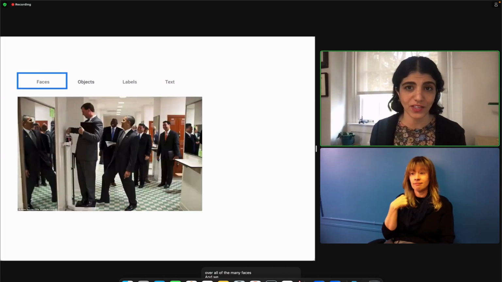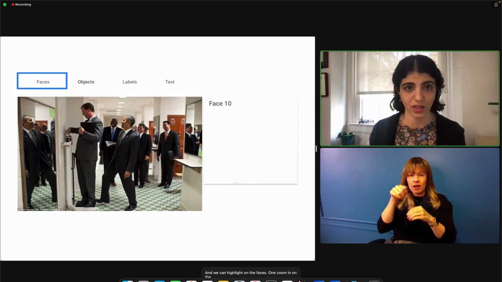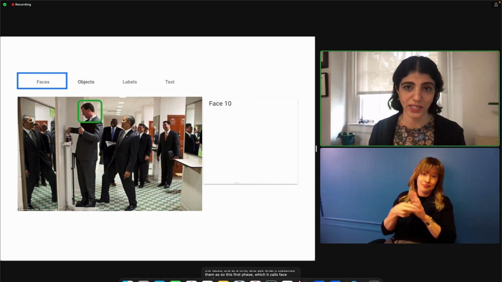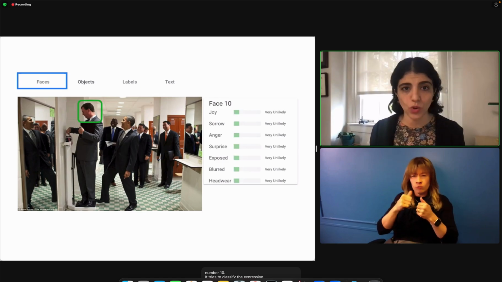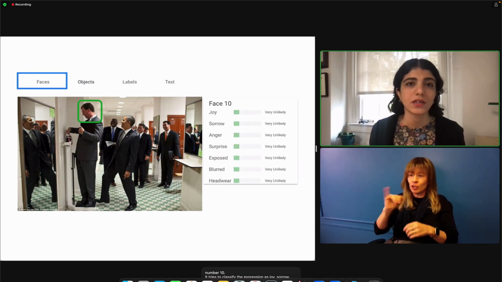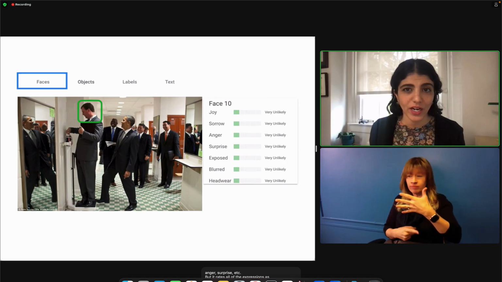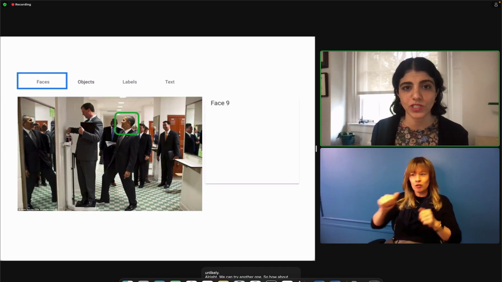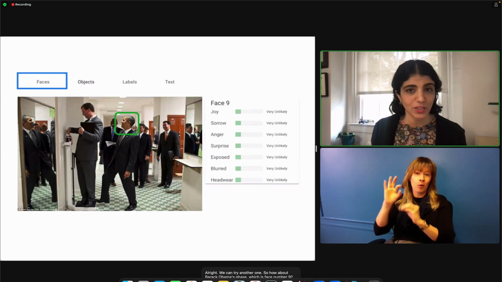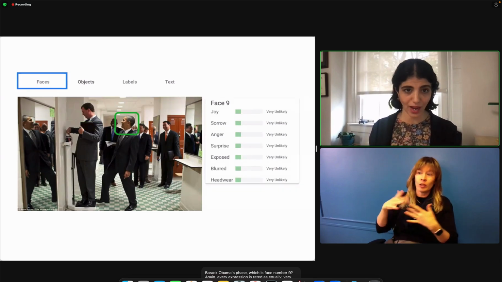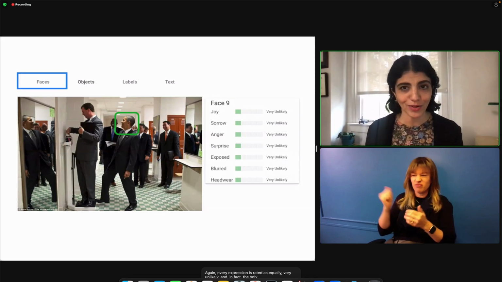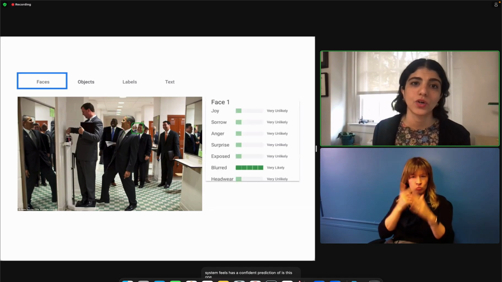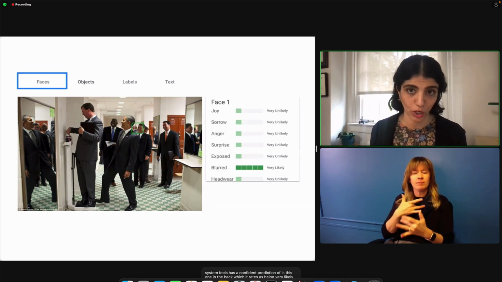We can zoom in on the faces one at a time and see what it classifies them as. This first face, which it calls face number 10, it tries to classify the expression as joy, sorrow, anger, surprise, etc. But it rates all of the expressions as equally very unlikely. Okay, we can try another one. How about Barack Obama's face, which is face number 9? Again, every expression is rated as equally very unlikely. In fact, the only face that Google's system has a confident prediction for is this one in the back, which it rates as being very likely to be blurred.